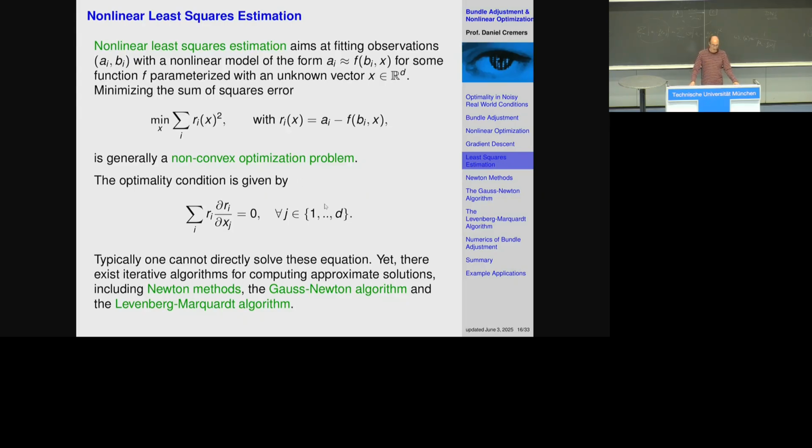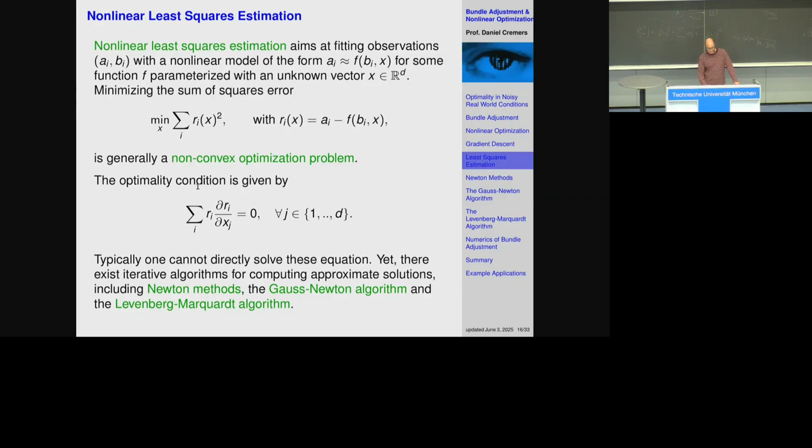Important to note, generally this is not convex, even if at first glance this looks quadratic. Depending on how it actually depends on x in the residual, it may be non-convex. If f is linear, then we have a quadratic loss function, but in general f will not be linear as a function of x, and then this will not be convex.